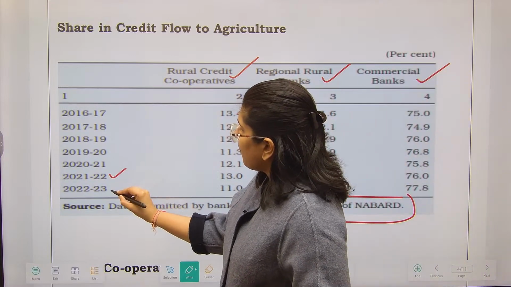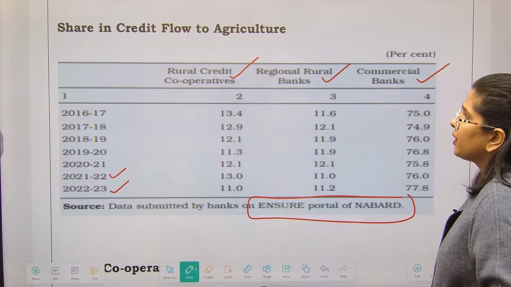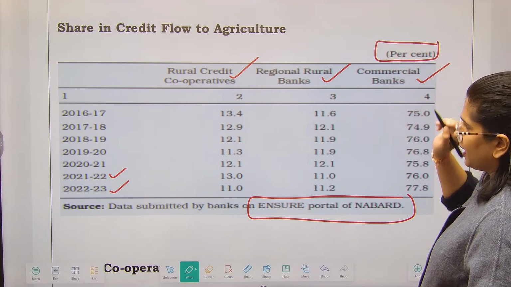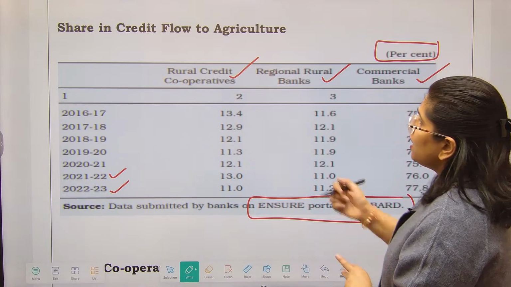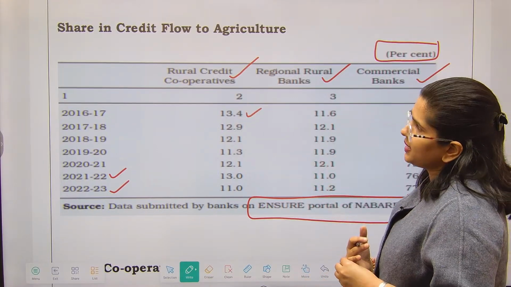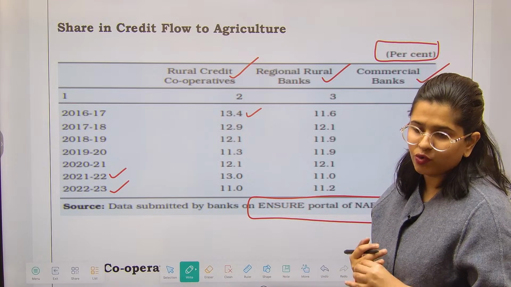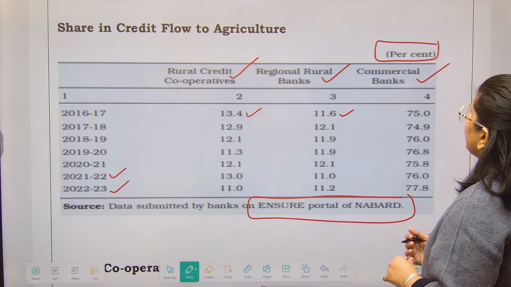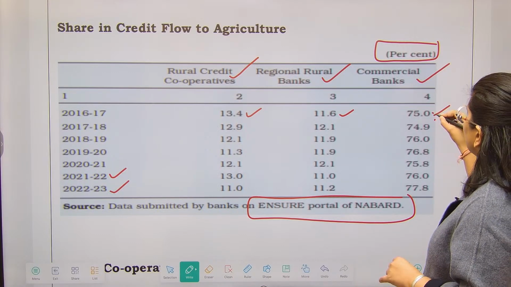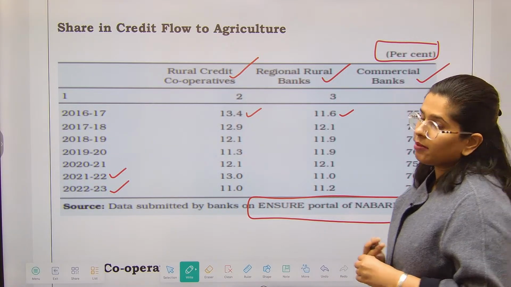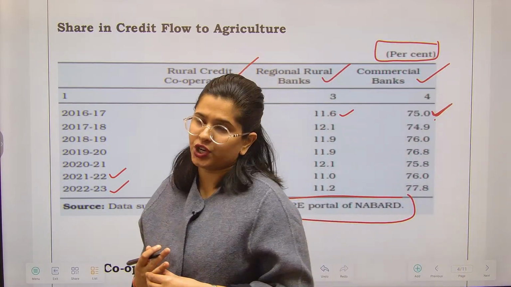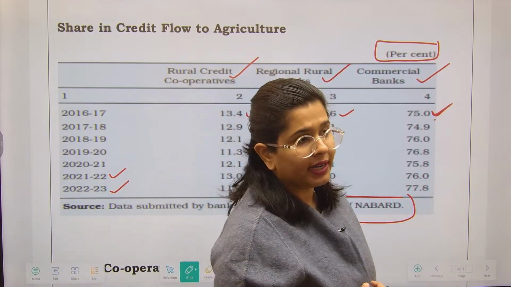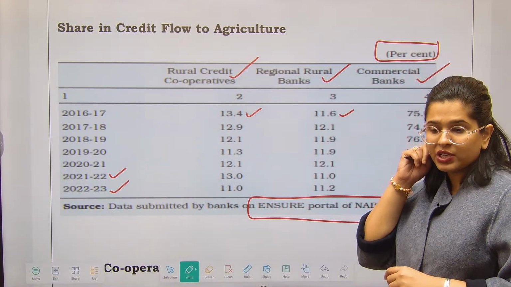If I compare the last two years, see, for rural cooperatives, this is the share in credit flow to agriculture, on the basis of percent, right? So if we talk about agriculture, 13% of the credit in 2016 moved from rural credit cooperatives, 11% moved from regional rural banks, right? And from commercial banks it moved 75%. You see, commercial banks have such a mammoth share while giving credit to the agriculture sector. Okay, commercial banks have such a high role in giving credit to the agriculture sector.